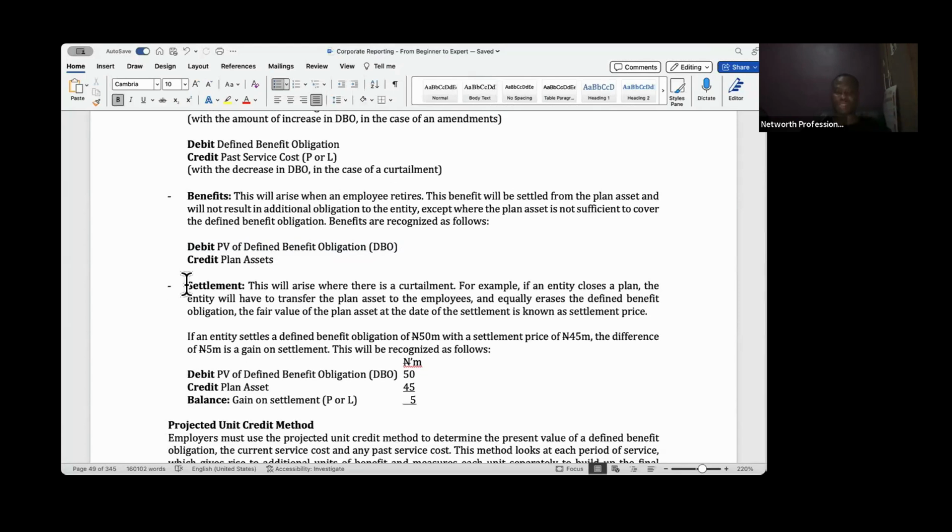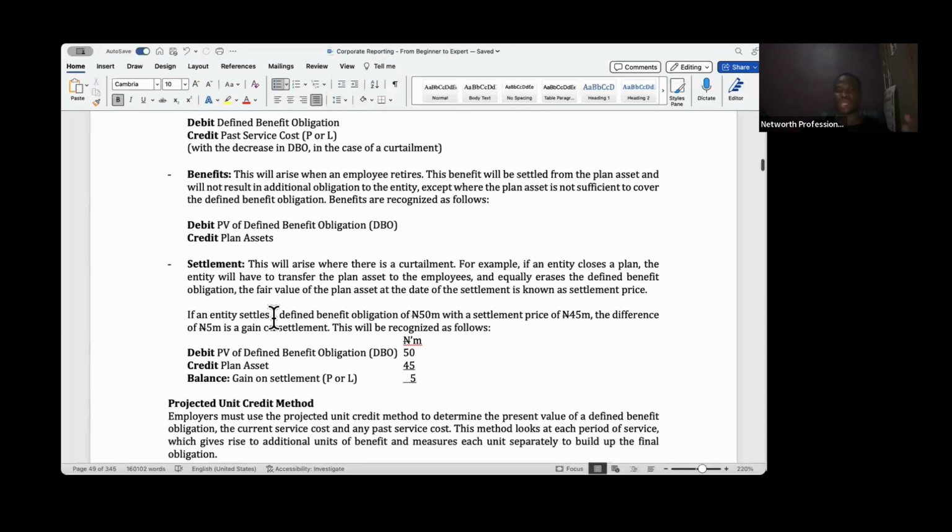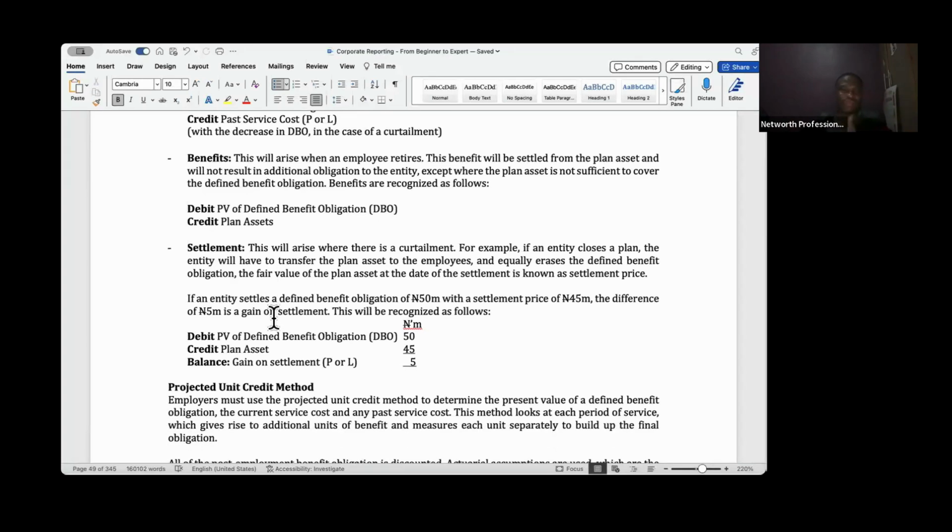Another one is settlement. And settlement will usually arise when there is a curtailment. Whenever an employer says that I want to close a plan, that means they're ready to settle, because you will have been contributing up to the date when you say you want to close. Then whatever obligation you are owing till that date, you need to settle people. So that means you are going to take some from your plan assets, then it will raise an equivalent obligation. However, in most cases, we find out that it won't be the same.